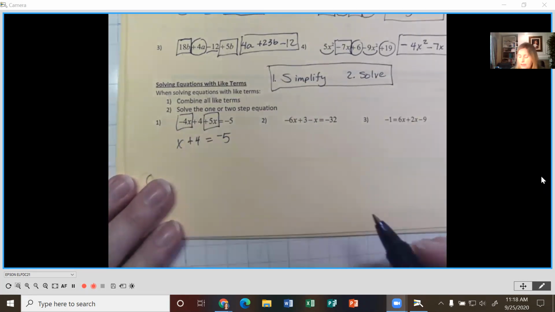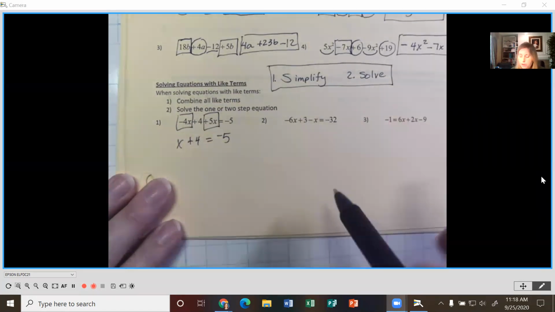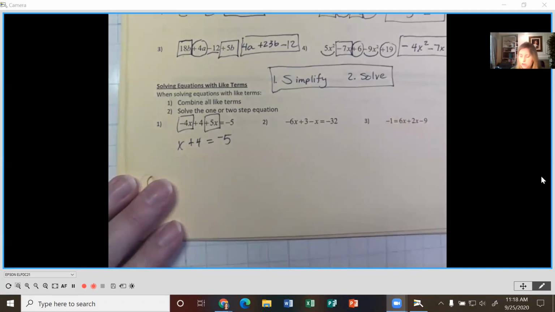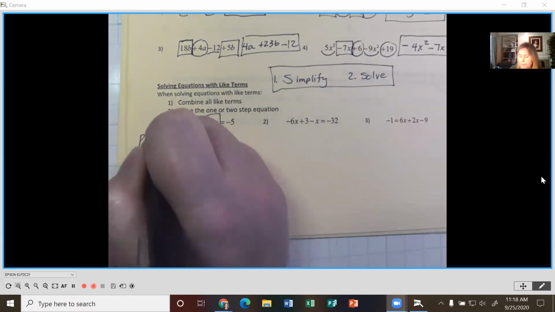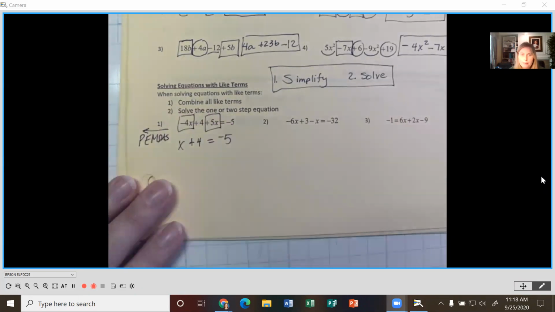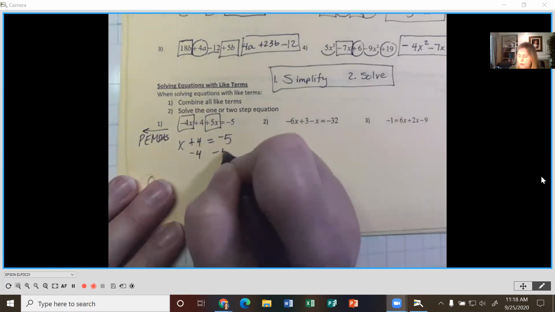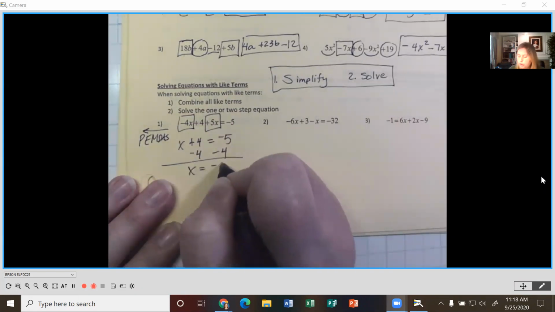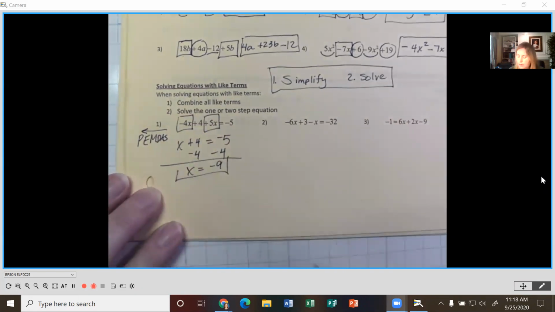Now that it's simplified, the next step is to solve, and we solve by using the order of operations in reverse. Remember that from earlier this week, you do the order of operations backwards. So we will subtract 4 from each side, which gives you x equals negative 9.